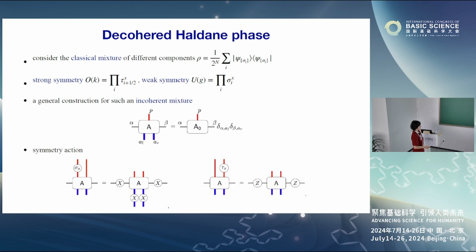And with this kind of tensor, we can check the symmetry action. For the strong symmetry, nothing comes out in the inner bound. But for the weak symmetry, we have some additional X on the inner bounds. This is what we call the particular order phase.